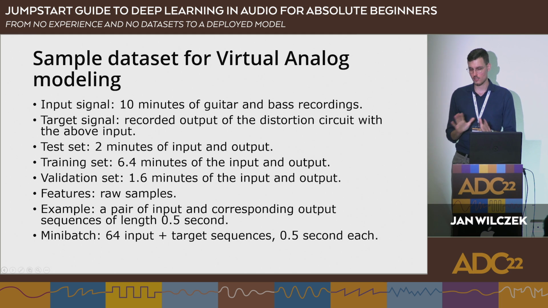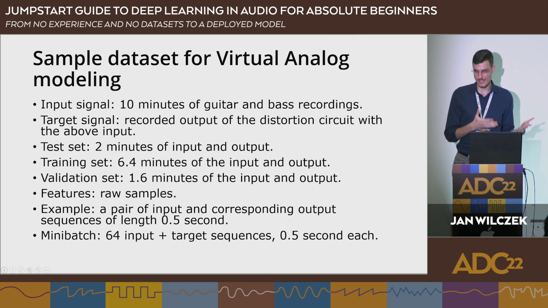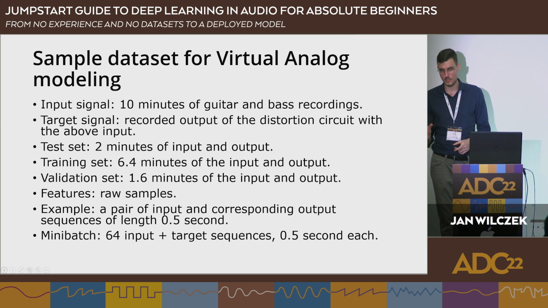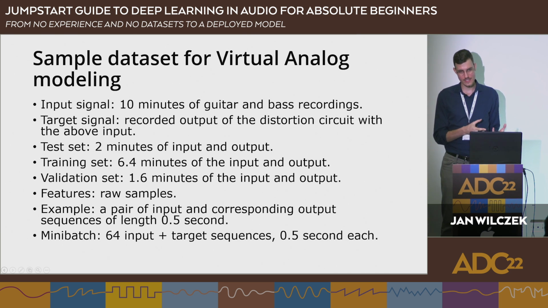As features, we'll take raw samples, and in the training set we have these examples. We'll say that each of them will be half a second long. So each example is half a second of input and half a second of the corresponding target. And now we group these examples into so-called mini batches.